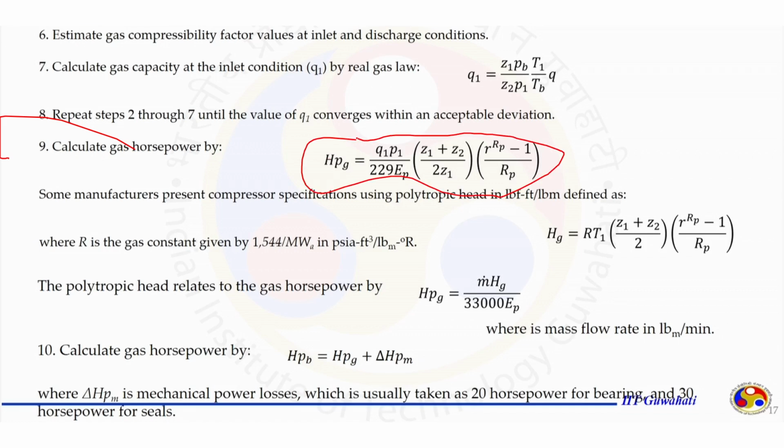Some manufacturers present compressor specification using polytropic head in lbf-ft per lbm, defined as this, where R is the gas constant given by 1544 divided by MWA, the apparent molecular weight, in psi-ft³ per lbm-°R. The polytropic head relates to the gas horsepower by the equation, where the mass flow rate is in lbm per minute.